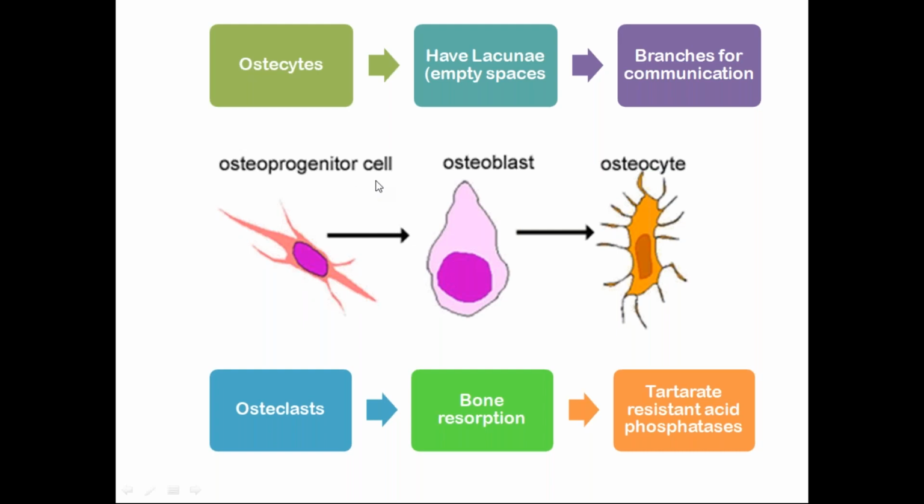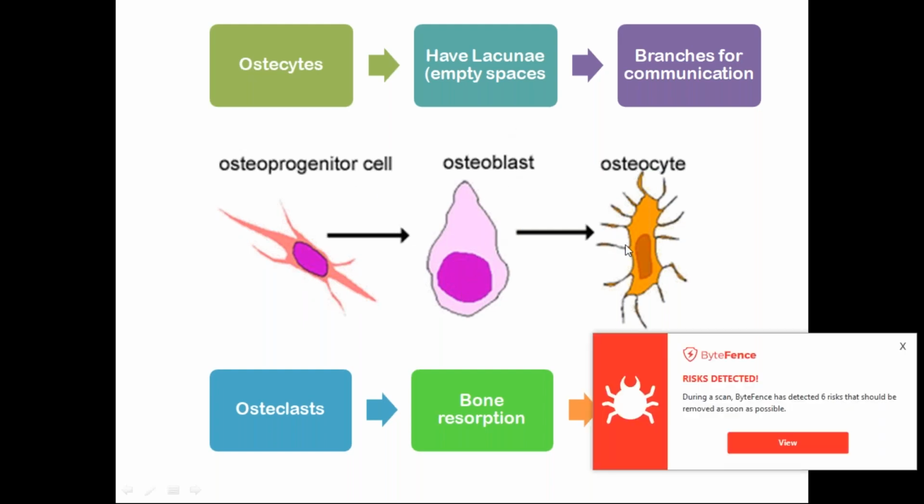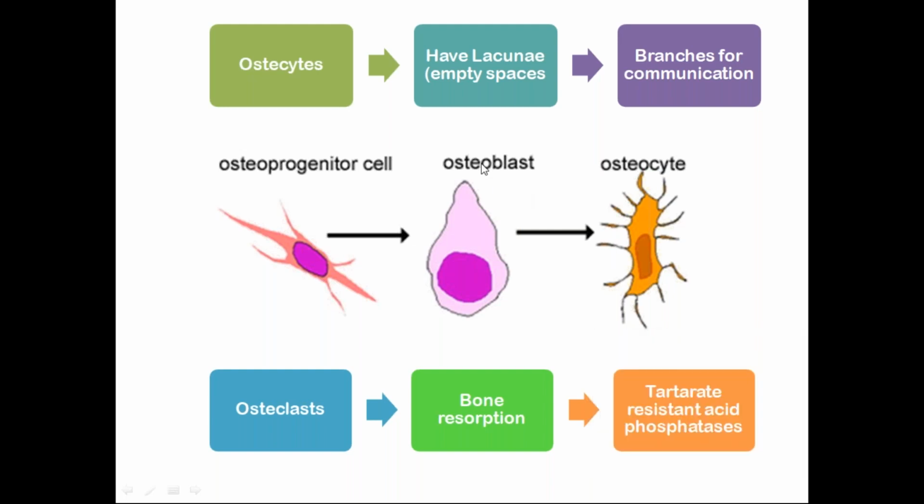Okay, the first cell. It will be converted into the osteoblast cell. Now remember, B is for building. What will it build? It will build the bones. That is why B is for building. And then the osteocyte cells will come. Now, what is the difference between the osteoblast and the osteocytes in the structure?